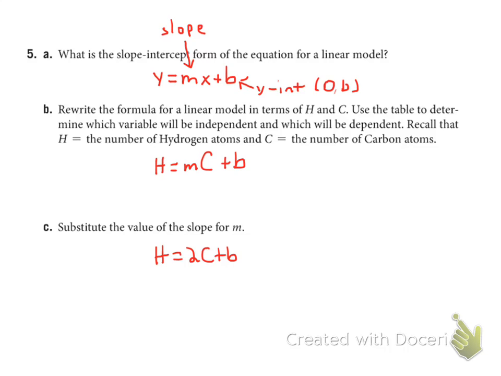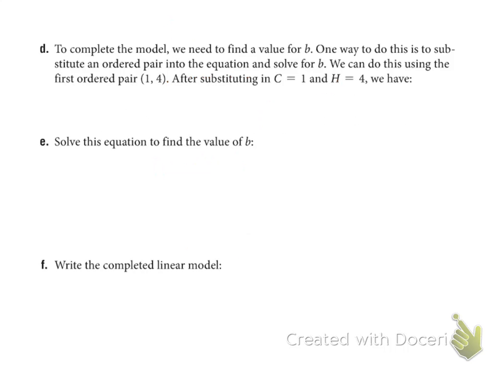Let's go to letter D. To complete the model, we need to find a value for B. One way to do this is to substitute an ordered pair into the equation and solve for B. We can do this using the first ordered pair 1, 4 and substituting in C equals 1 and H equals 4. So we're putting the 4 in for the H. We have 2 for the slope, 1 for C, and then we have plus B. So far, so good?